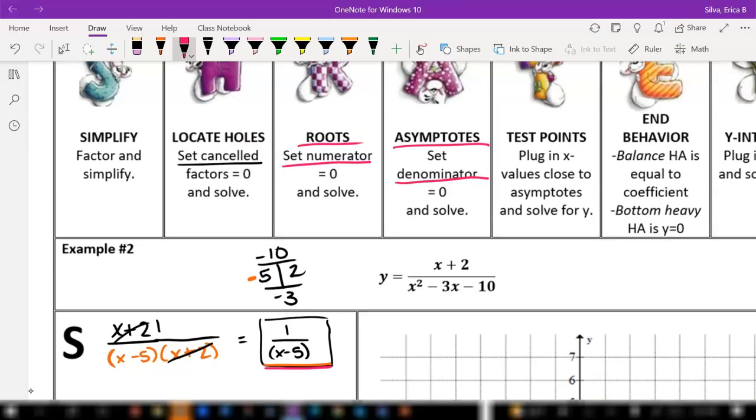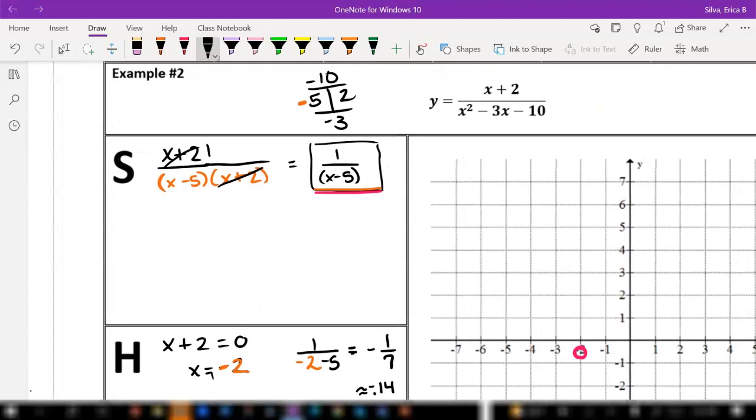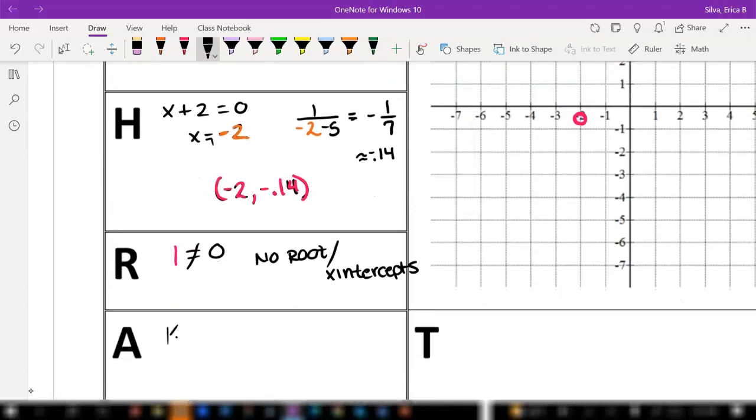We'll set the denominator equal to 0. So my denominator is x minus 5. We're going to set that equal to 0. And when we solve, we get x is equal to positive 5.